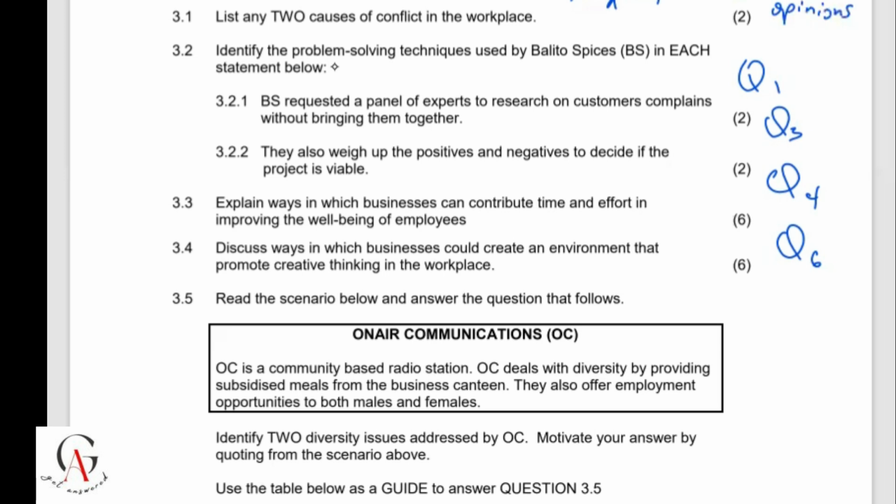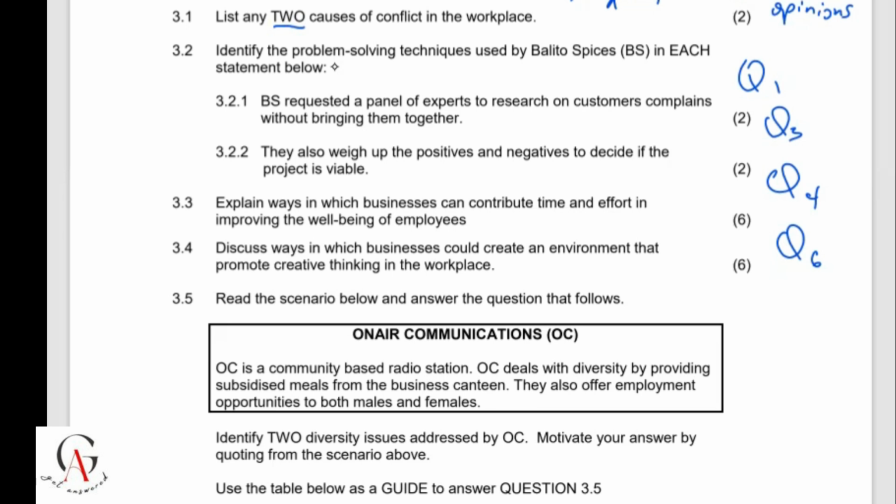One can actually ask why these 2 points, yet you told us that whenever we are answering business studies questions, when we have 2 marks, it means you are expected to come up with 1 point. No, it's because here the question is very directive. It says that list any 2. But if the question was not directive like this, then in that regard you would have come up with 1 point.